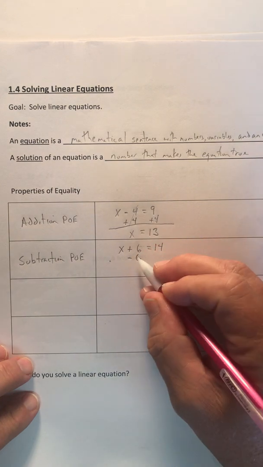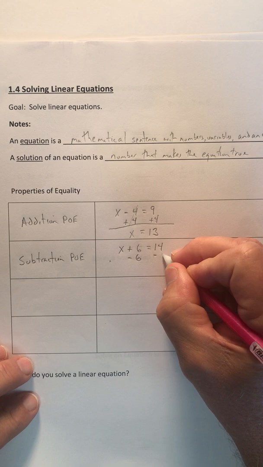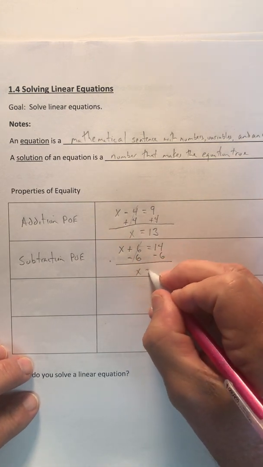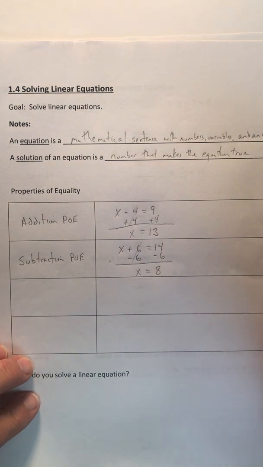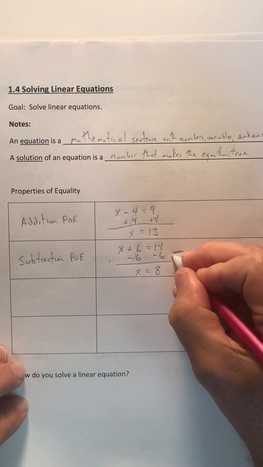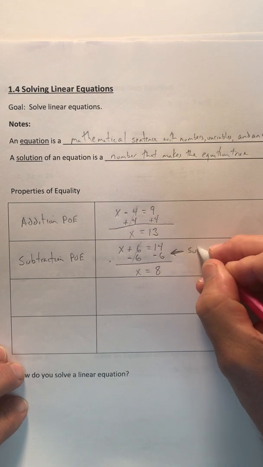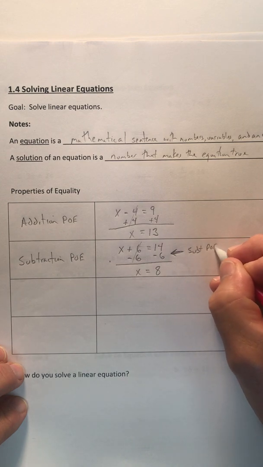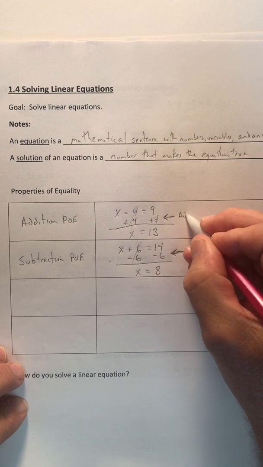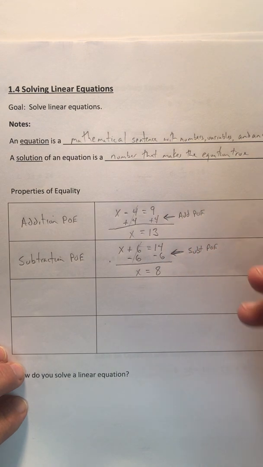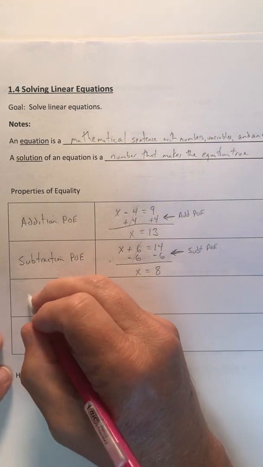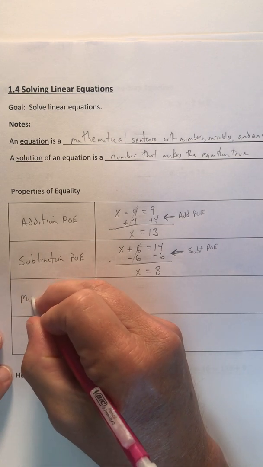So we would subtract 6. Again, whatever you do to one side, you have to do to the other side. They'll cancel out, and we get x equals 8. All right, and then again, that's using the subtraction property of equality, and that is the step right there. That is when you use the subtraction property of equality. Just like this step, that's when we used the addition property of equality. Okay? All right, our next one is our multiplication property of equality.